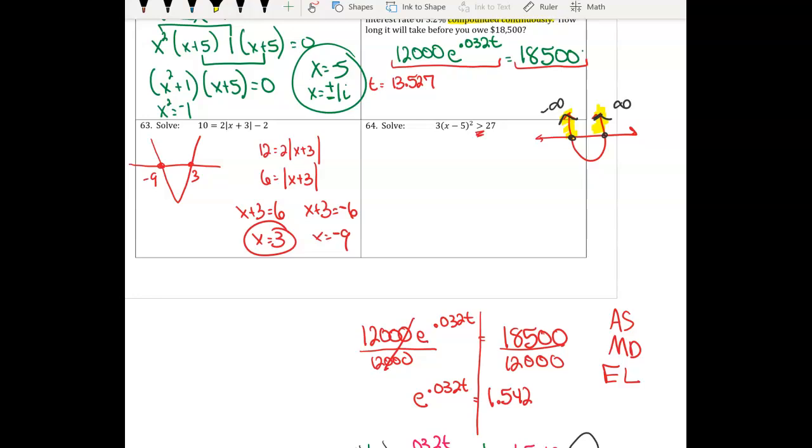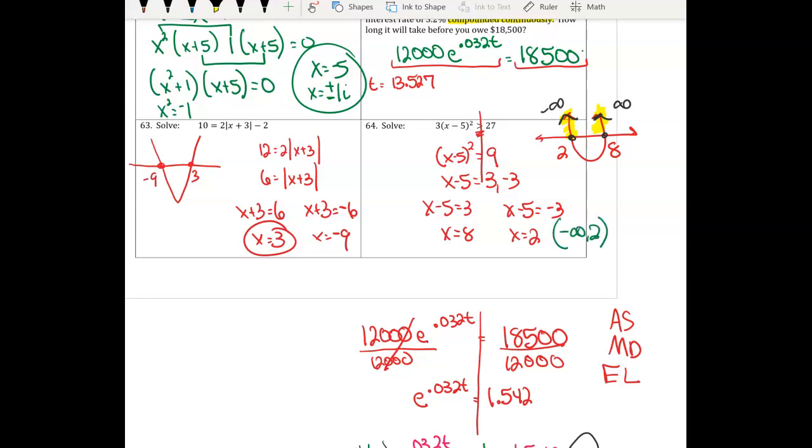So the first thing I'm going to do is divide by 3. Then I'm going to square root, which remember that gives you 3 and negative 3. So I'll do x minus 5 with 3. That'll give me 8. And then I'll do x minus 5 with negative 3, and that will give me 2. So 2 here, 8 here. So my 2 answers are from negative infinity to 2, with parentheses, and then from 8 to infinity, with parentheses.